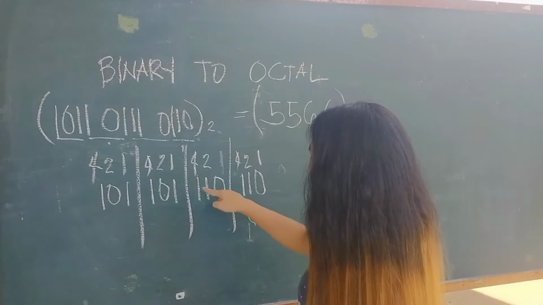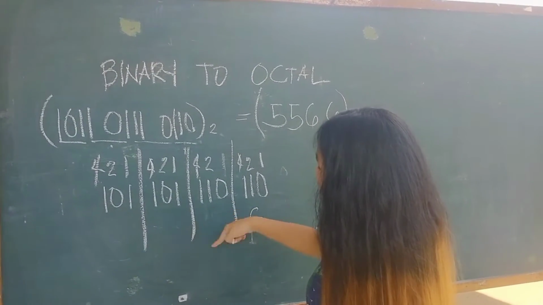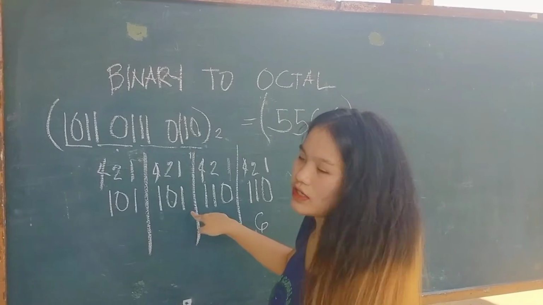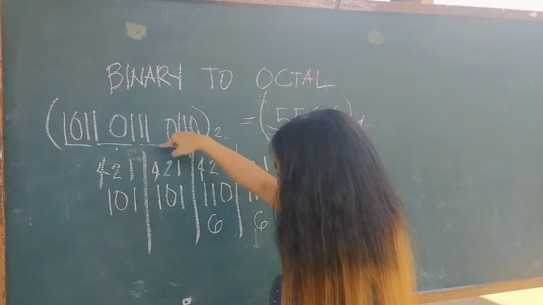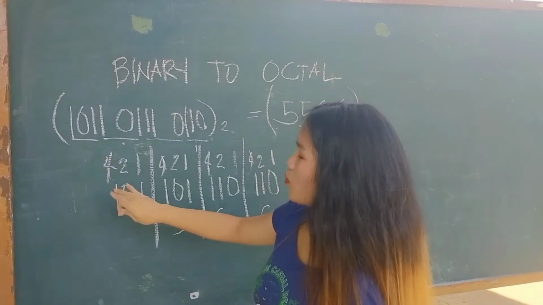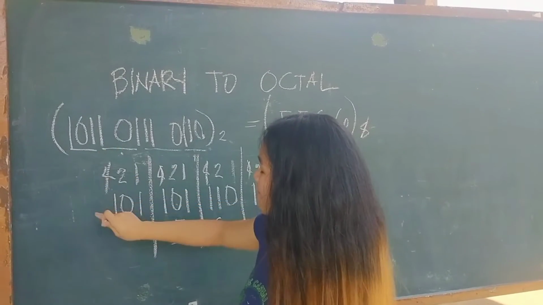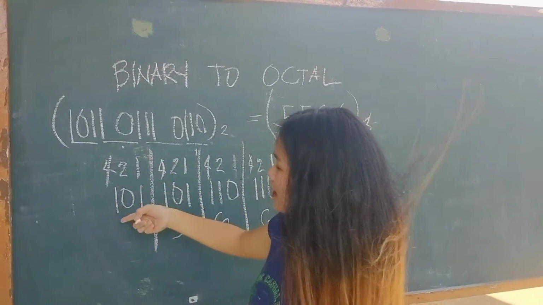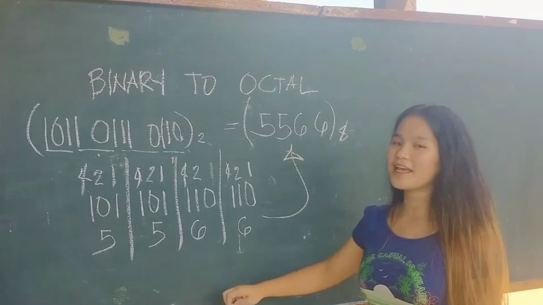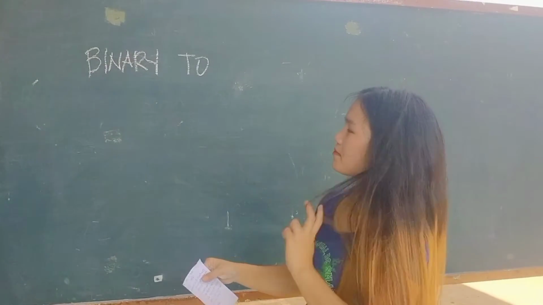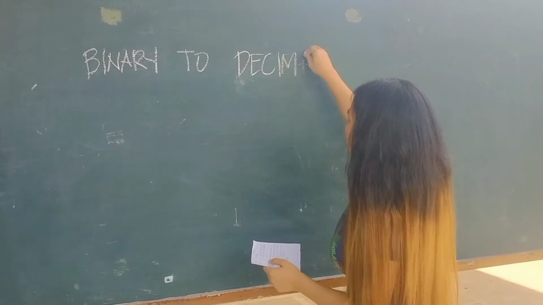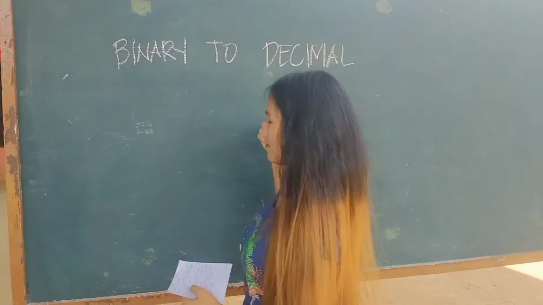Then here is 1 1, so it is positive. So 4 plus 2 is equal to 6. Then the next one is 1 0 1, so its equivalent is 4 plus 1 is equal to 5. Then here is 1 at the 4 position, and the next is 1 also, so you add 4 plus 1 is equal to 5. So therefore you get the answer. It is faster, a shortcut. Next is binary to decimal. Decimal has a base of 10, so we convert the binary into decimal.